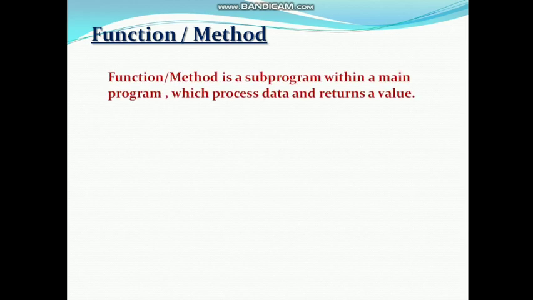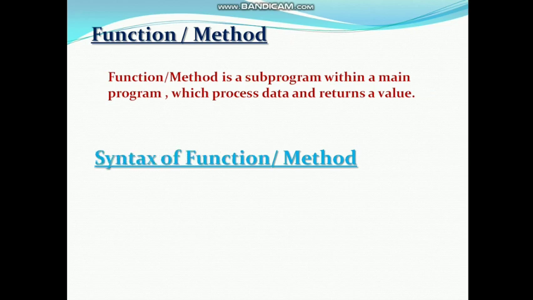Definition of a function or a method. A function or a method is a subprogram within a main program which processes data and returns a value. You always write the function inside the class. So that is why it is called a subprogram, which we write inside a main program. And each function processes some data and it returns a value.